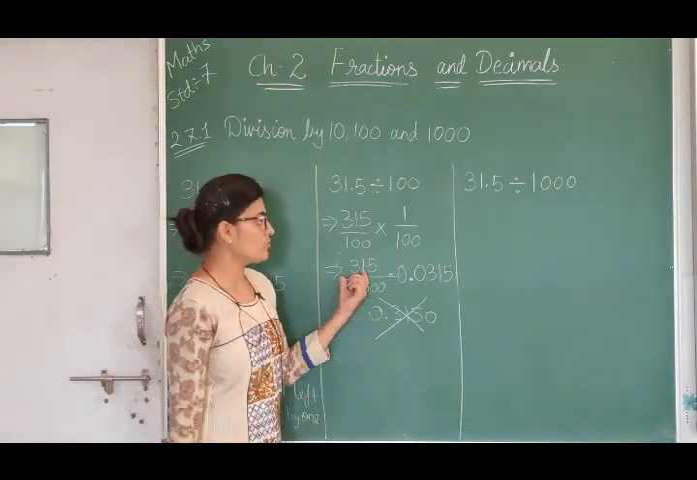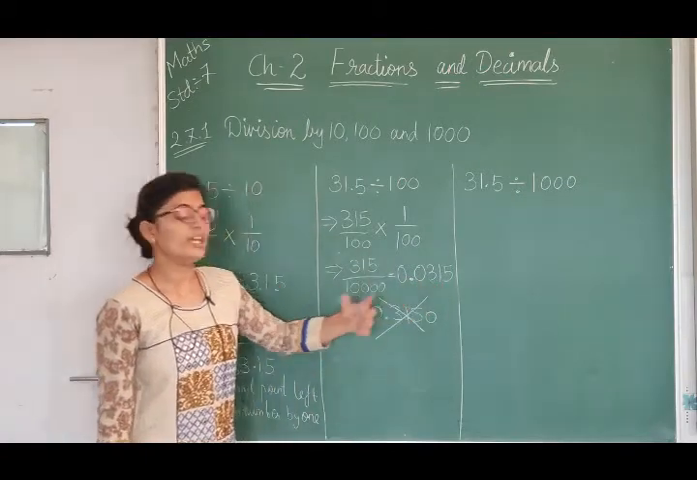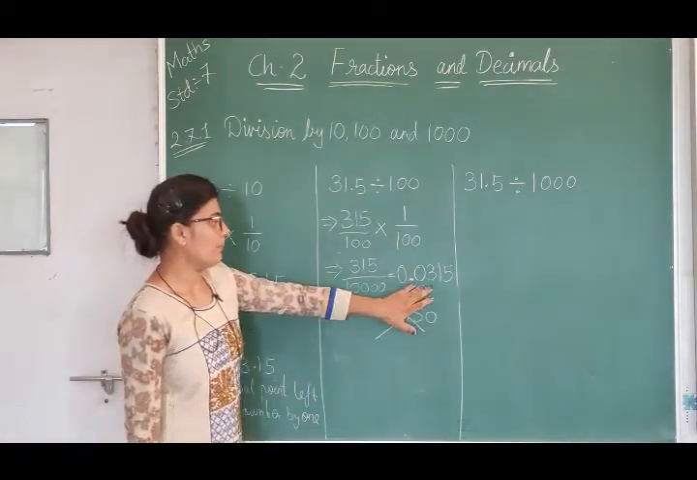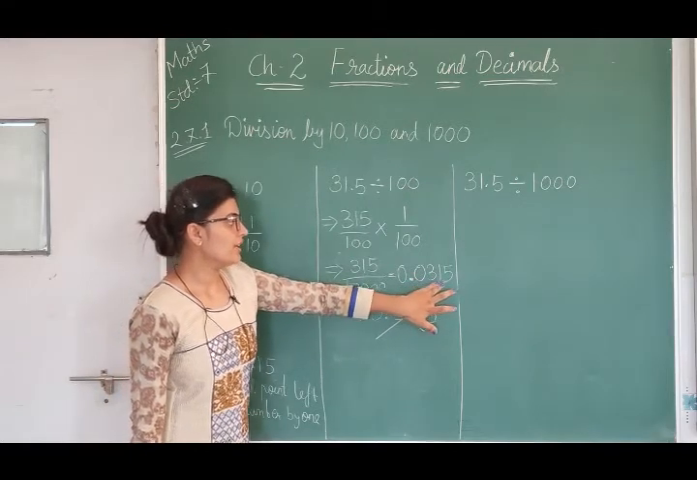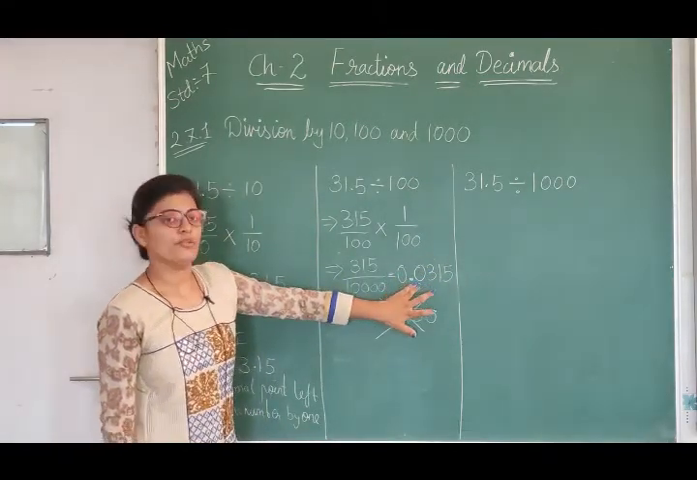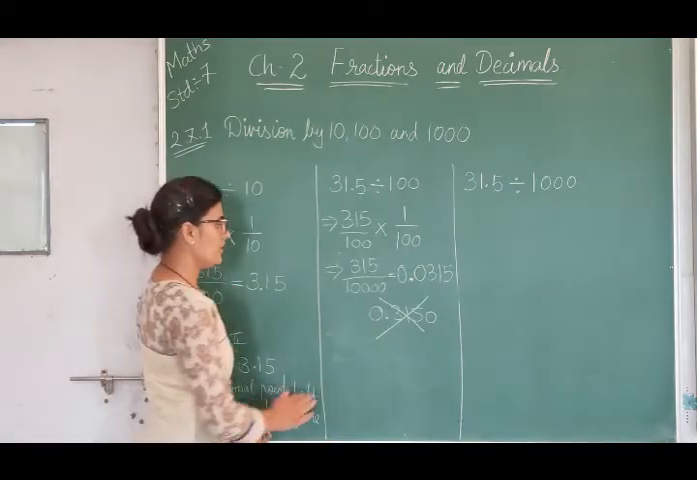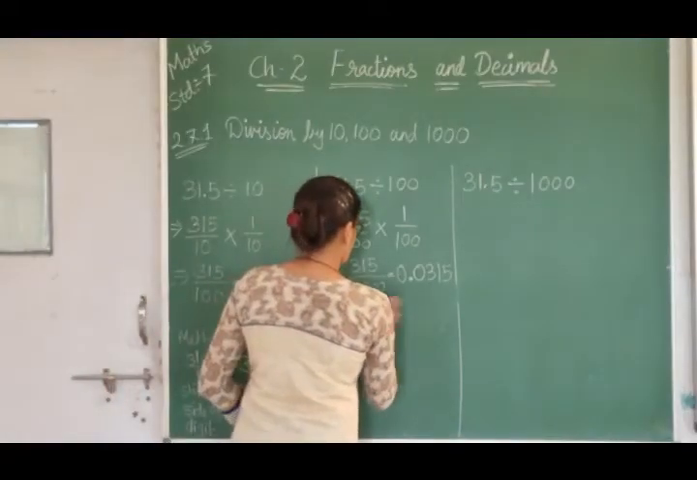The 0 which you are adding over here should be before that number. You can see you have to put the 0 before the 315. 0 is to be put over here. Okay. Now directly by method 2.